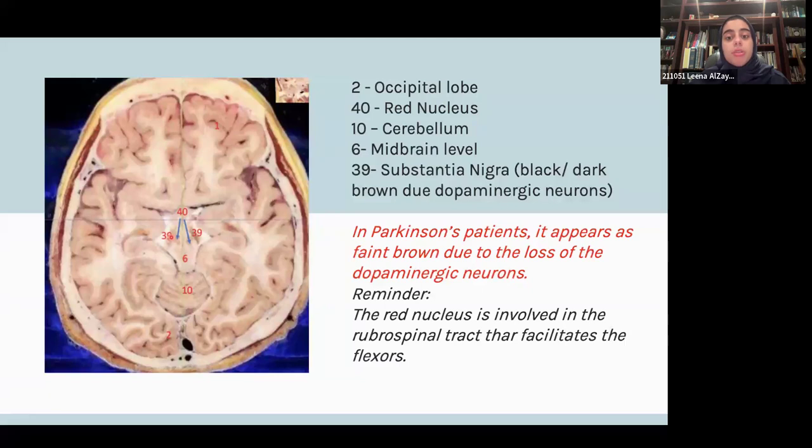And then we have number 40. 40 is the red nucleus, just the nucleus that is in the midbrain, and it is responsible for the rubrospinal tract, and the rubrospinal tract facilitates the flexors, okay? And then number 1 is the frontal lobe, okay? This is the frontal lobe, number 1.